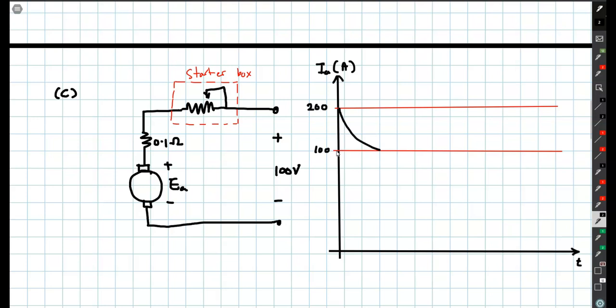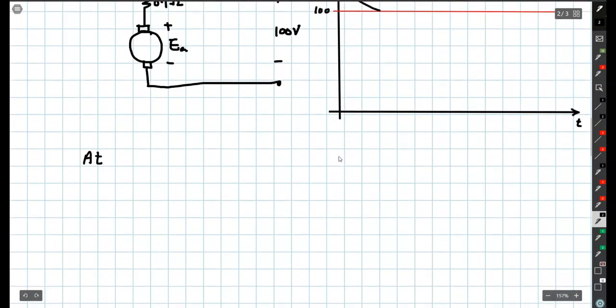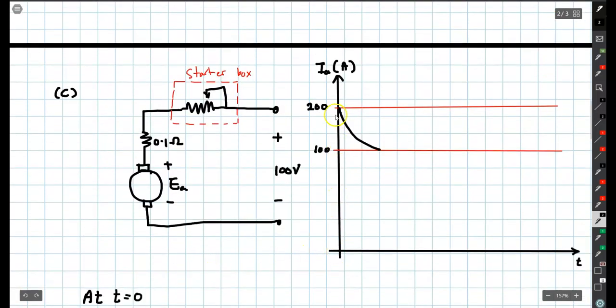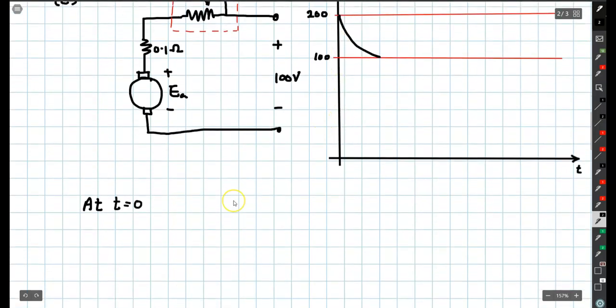So let me write it down first here. At t equals 0, the armature current is equal to 200 ampere and RST is equal to 0.4 ohm, as we have calculated before. So at t equals 0, I call that RST0, which is equal to 0.4 ohm.